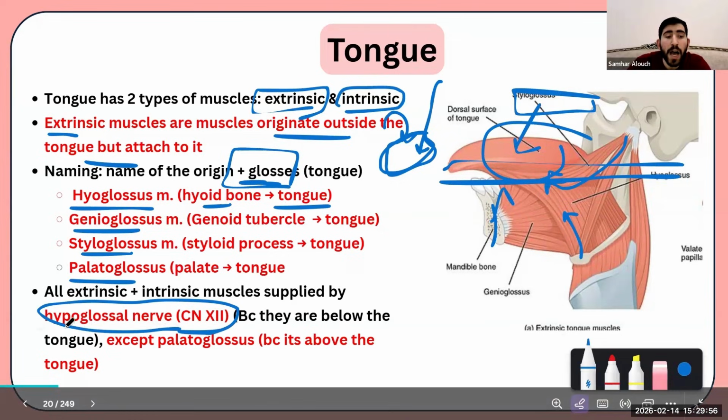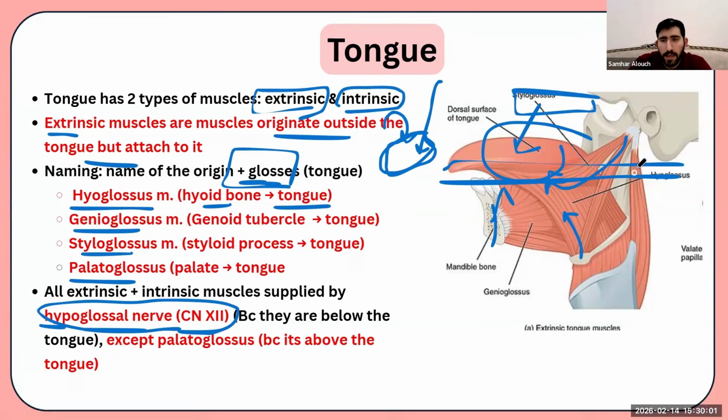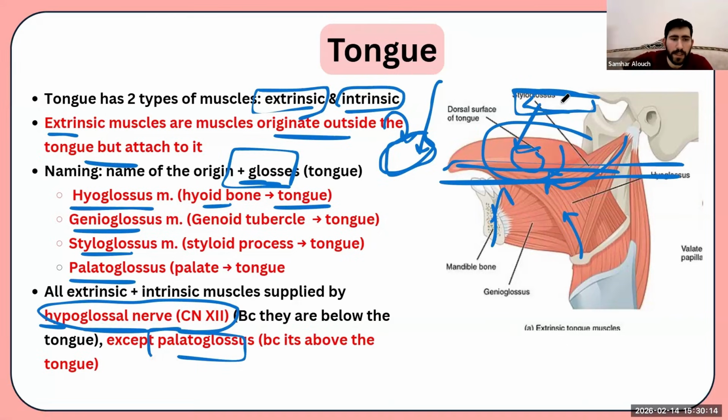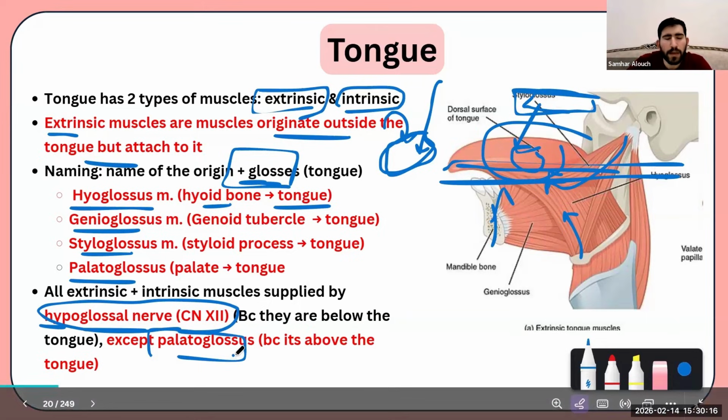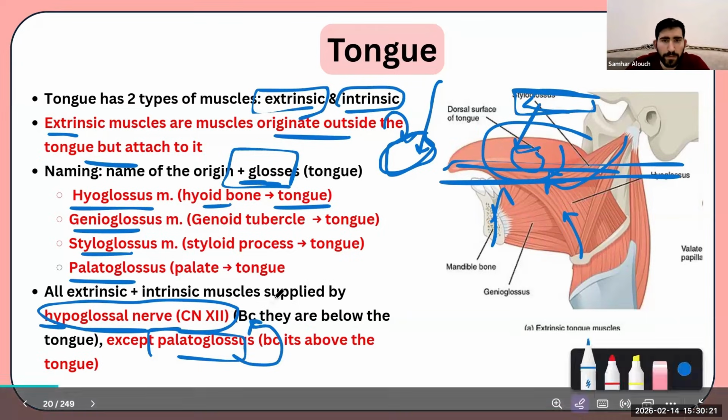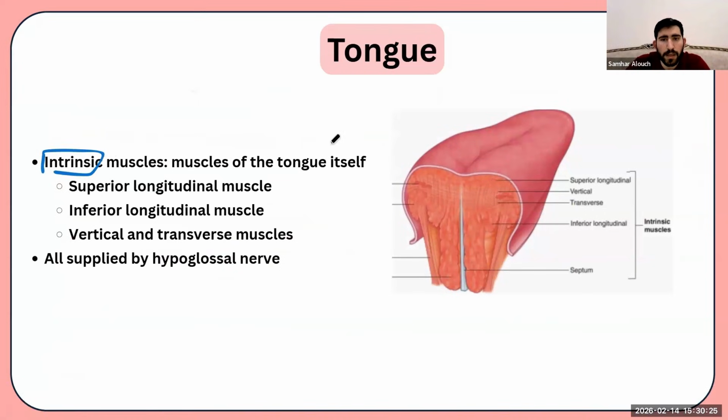Okay, from the name hypoglossal, under the tongue. Okay, so all the muscles that originate under the tongue or from the tongue itself are supplied by the hypoglossal nerve or cranial nerve number 12, except palatoglossus, because palatoglossus originates from above the tongue, so the hypoglossal nerve can't reach it. So the palatoglossus muscle is the only muscle that is not supplied by the hypoglossal nerve. Now let's talk about the intrinsic muscles of the tongue. We have a longitudinal muscle, superior, here superior longitudinal, and here inferior longitudinal.